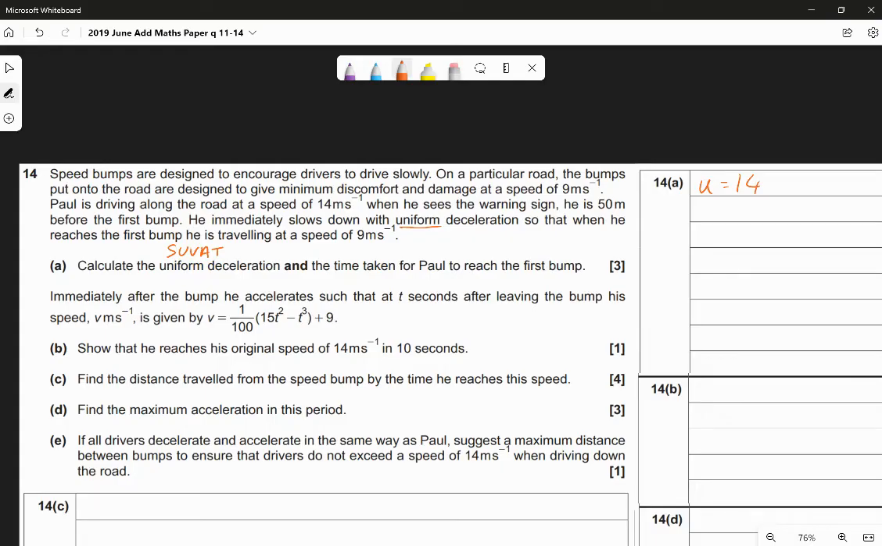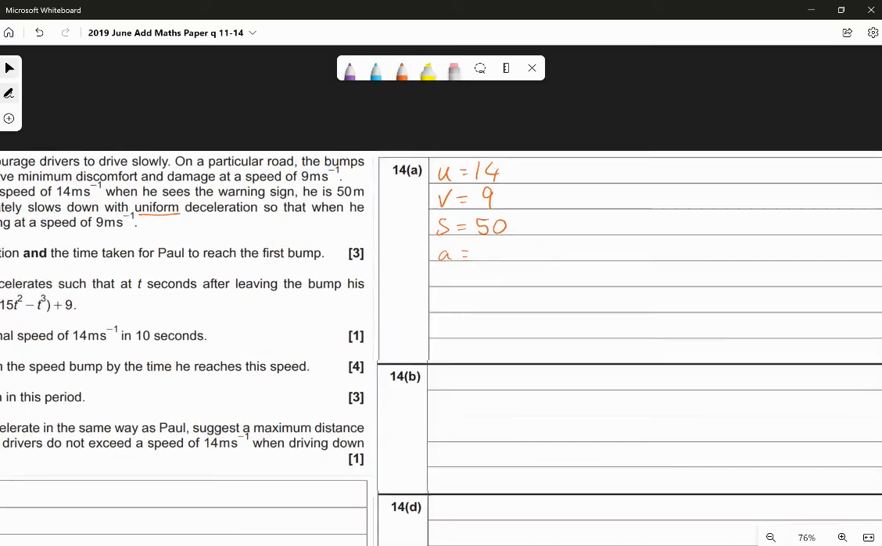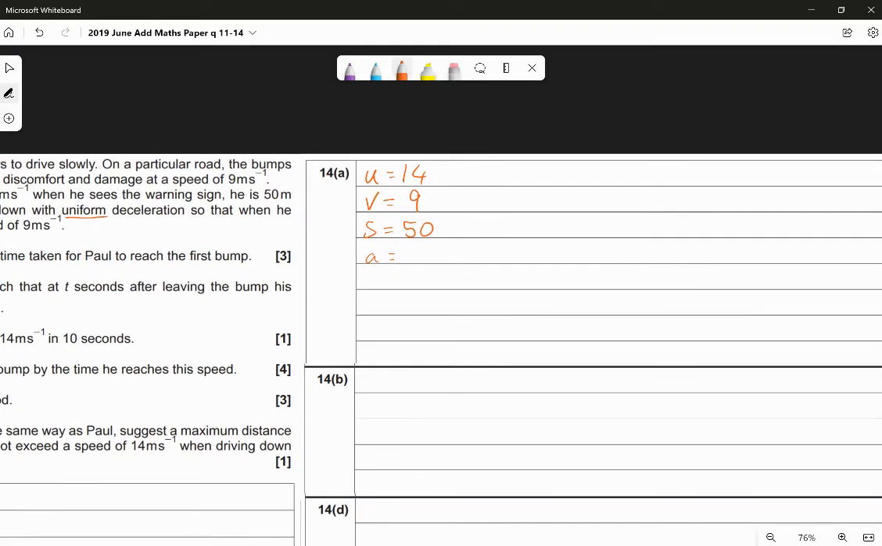We have a final velocity because when he reaches the bump, he is going at a final velocity of 9 meters per second. And we know the displacement between those is 50. So we have those three values and we want to find the uniform deceleration, so we want to find A. We need the SUVAT equation which links U, V, S, and A, and that is V squared equals U squared plus 2AS.